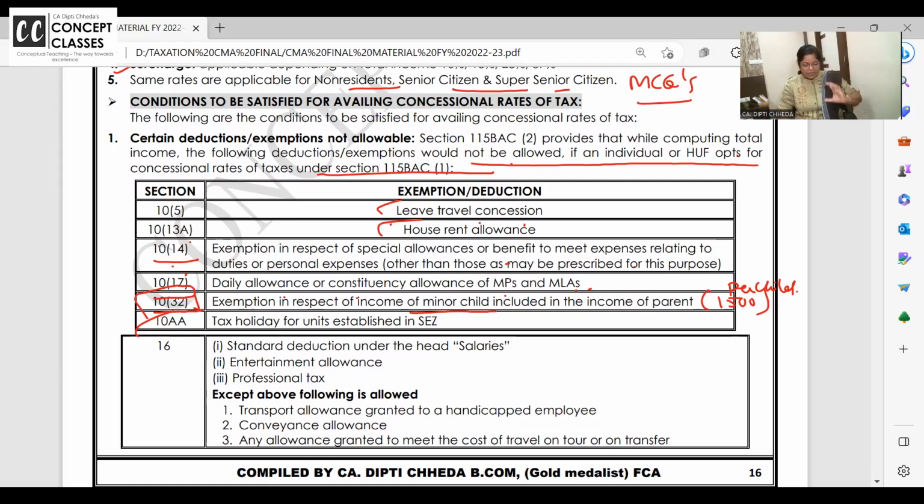So section 10 related is this. I know it is very simple for me to read and explain this chapter. For you to understand, it is simple, dear students. But you will have to repeat this list so that in the exam you remember. If it is normal salary, we give HRA, leave travel allowance, all of these. But if it is the new regime, these exemptions are not allowed.